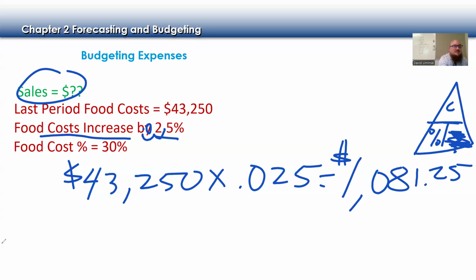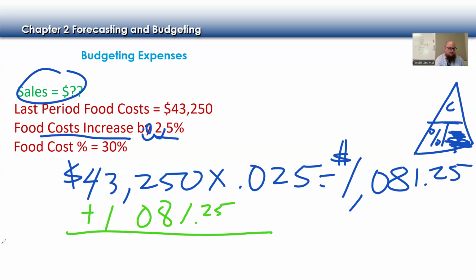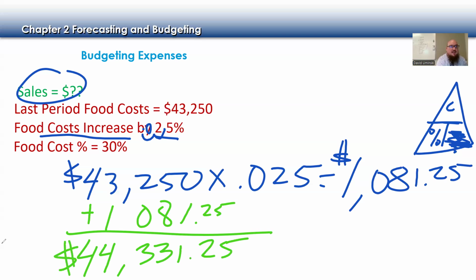So I'm going to add that to the original number, 1,081 and 25 cents. Okay. And I'm going to get 44,331.25. So that is my new food cost as I've increased my food cost.